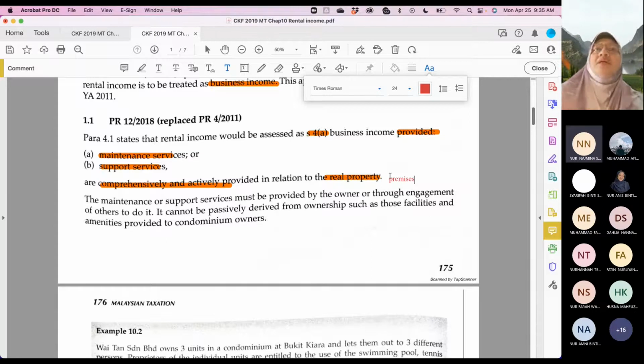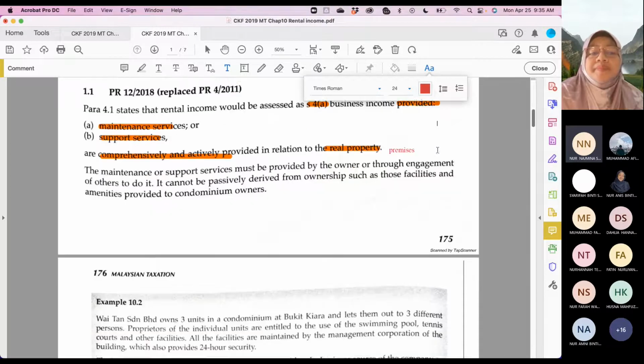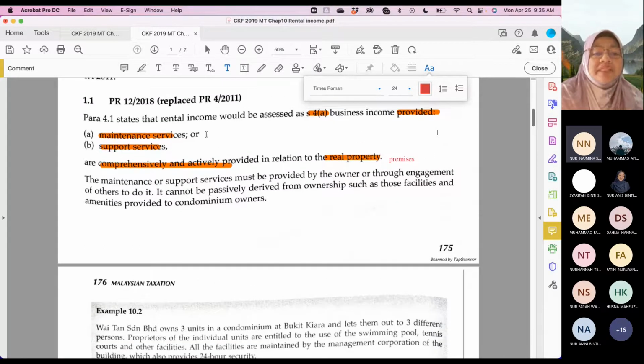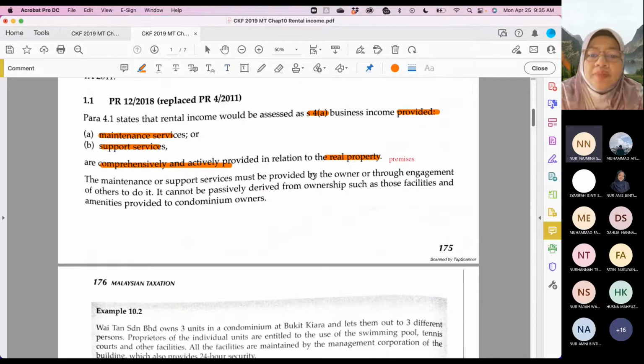It means that it is only for premises. So we're talking about letting of your terrace houses or commercial properties, all this. So what is a maintenance service or support service here? The maintenance support service must be provided by the owner. So later you see that it has to be the owner. Owner of the premises.